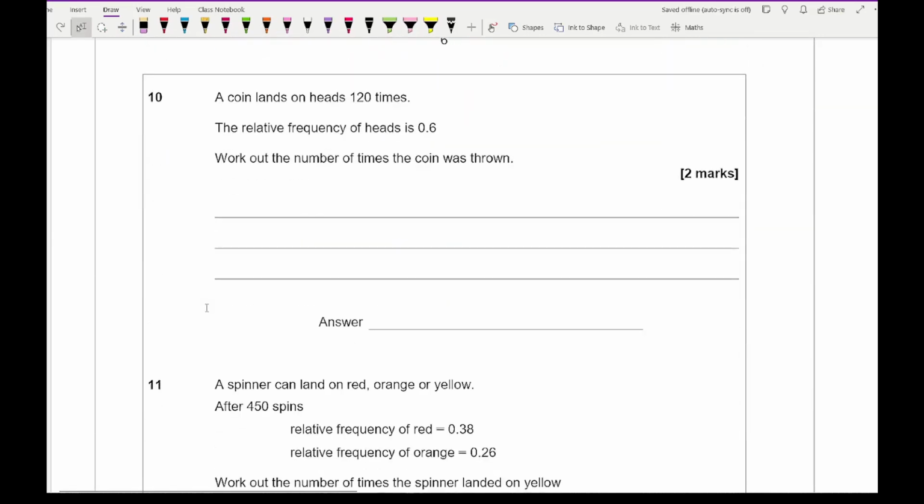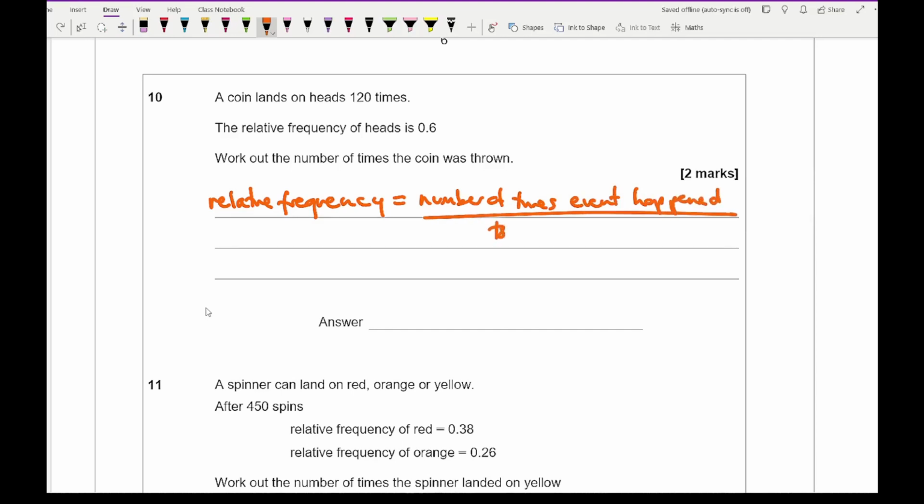Moving on to question 10, it says that a coin lands on a head 120 times. The relative frequency of a head is 0.6. Work out the number of times the coin was thrown. So here what we've got is that to work out the relative frequency, it's the number of times it happened over the total number of trials.